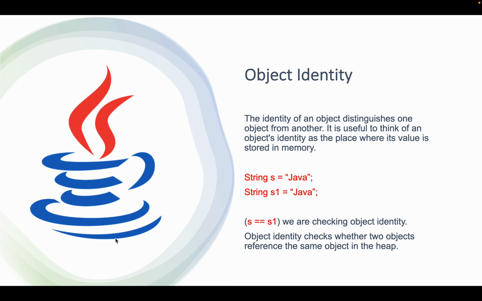So object identity. We see that the identity of an object distinguishes one object from another. It is useful to think of an object's identity as a place where its value is stored in memory. So String s equals Java, s1 equals Java. We are checking object identity. Object identity checks whether these two objects are pointing to the same memory location.